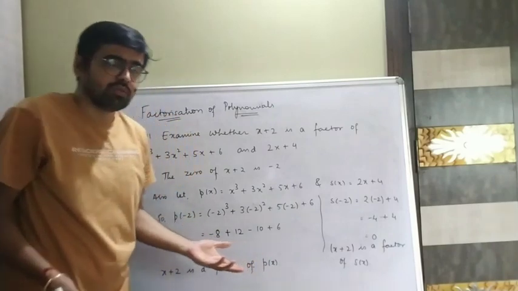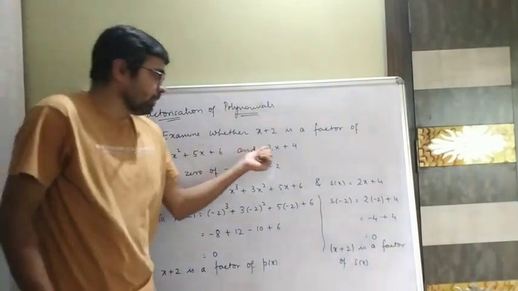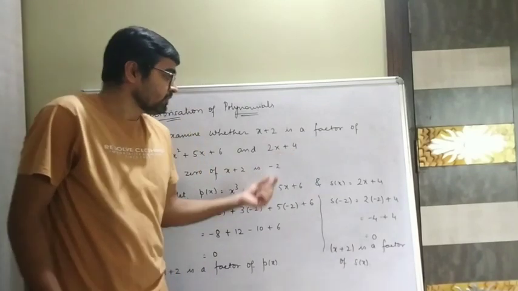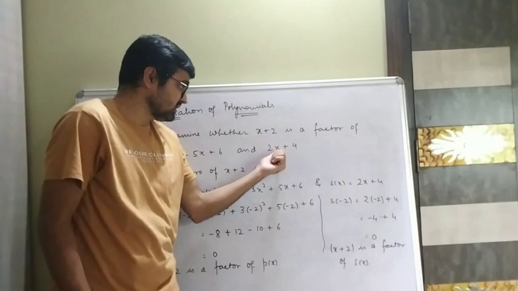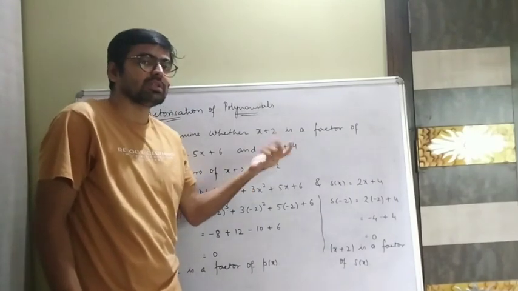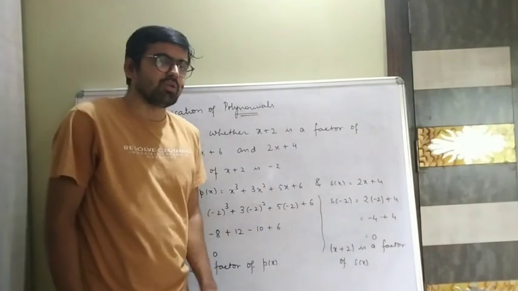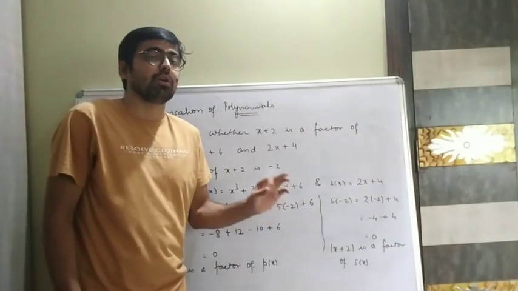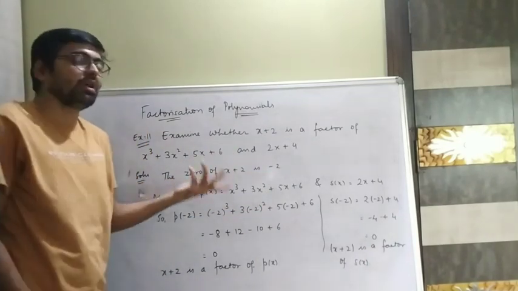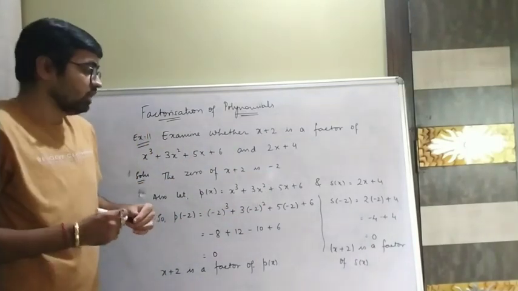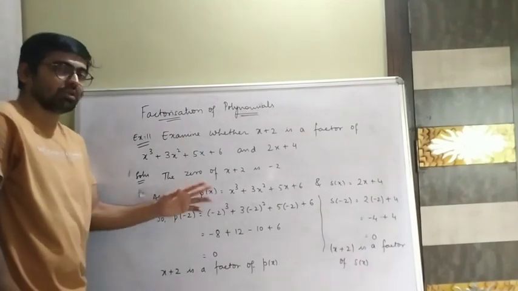You don't have any kind of difficulty to prove this. Now one thing, if you observe here, your polynomial 2x plus 4, if you take 2 common, it becomes x plus 2 itself. So basically that is how we are going to find whether the given polynomial is a factor of a different polynomial or not. Simple. So please pause the video and note down the problem.